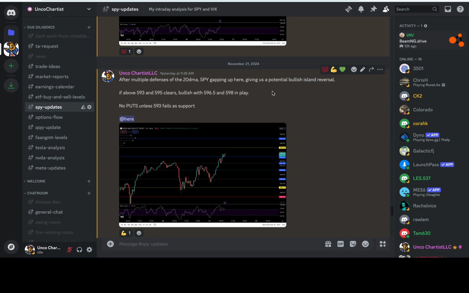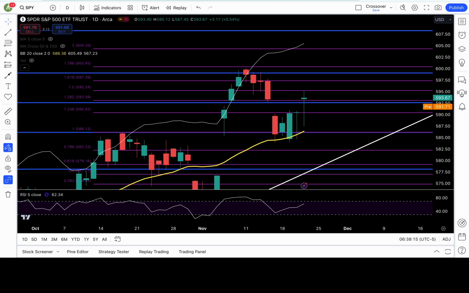We had to watch what was going to happen next. And I wrote, if above 593 and 595 clears, bullish, based on that island reversal, that gap up, with the higher targets 596.5 and 598. And then I put no puts unless 593 fails as support. So we were looking to long above 595, and we were looking to short below 593, and I wrote more context explanations below.